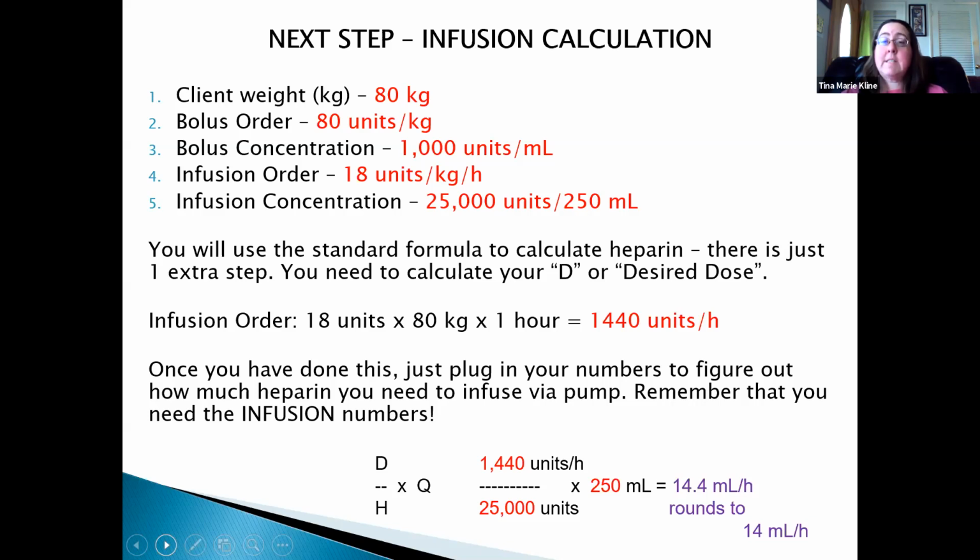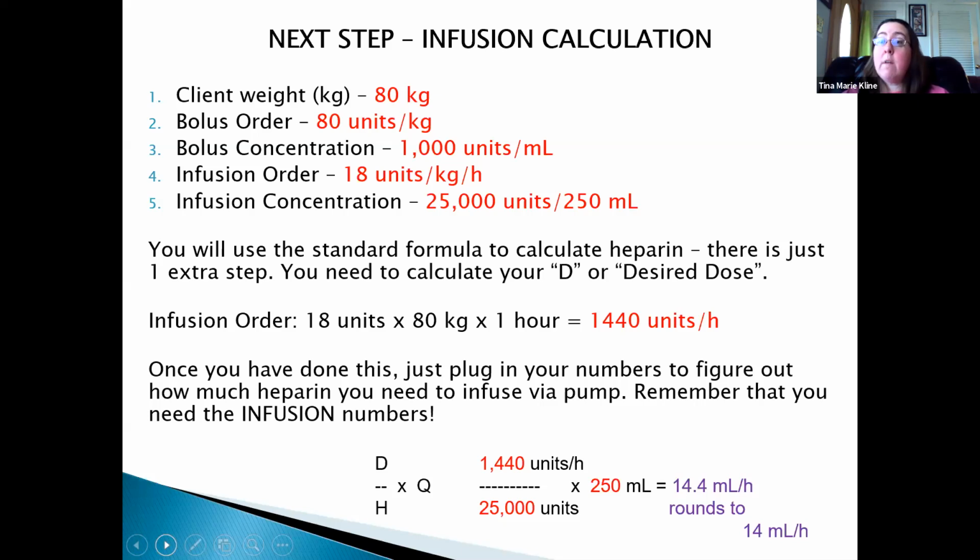Okay, so to figure this out, I have to set my pump. My pumps run in milliliters per hour. So I want to give 1,440 units per hour. My concentration for my infusion, remember it's different than the bolus, my infusion is 25,000 units per 250 milliliters. So if I do that calculation out, it's going to be 14.4, okay? Depending on what type of pump you're using. If you're using one of the new smart pumps, yes, you can program in 14.4 milliliters per hour, okay?